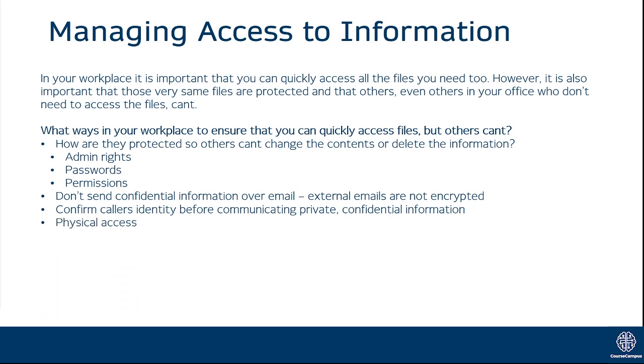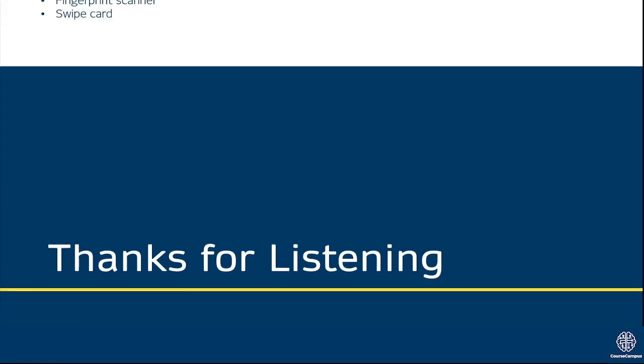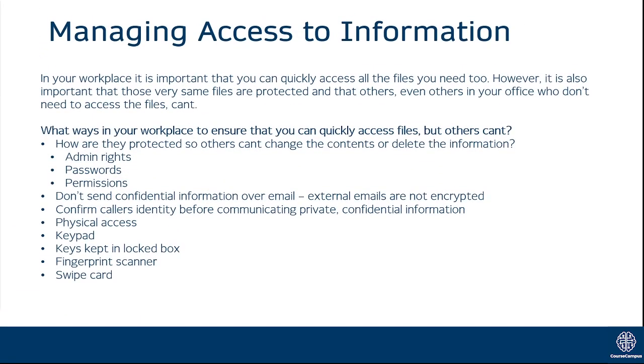Physical access: have physical control measures in place, and again we've already mentioned them earlier on, examples of what they could be. So things like keypads, keys kept in a locked box. If it's a filing cabinet, you lock it with a key and you put that key into a locked box with the other keys for the other filing cabinets, and that way only certain people know the code for the box to get access to it, and that's a way of keeping it physically secure. Fingerprint scanners and swipe cards as well. Those are all examples of keeping access to information secure.